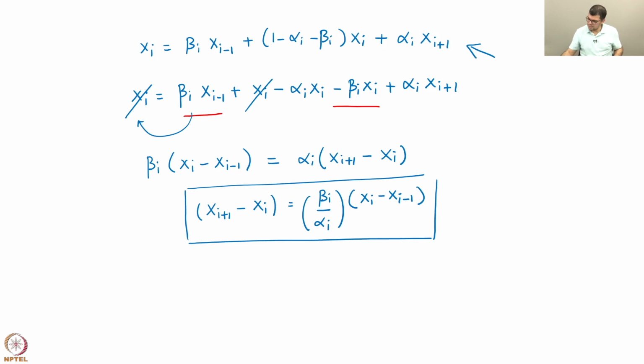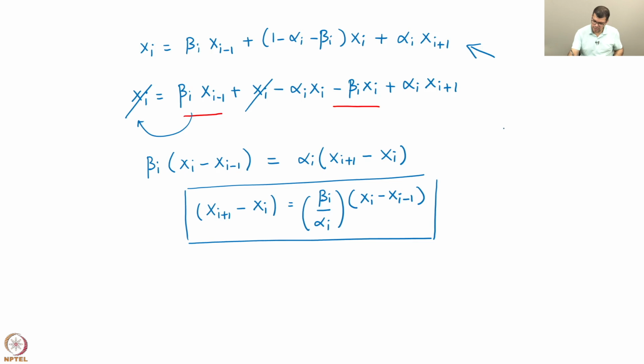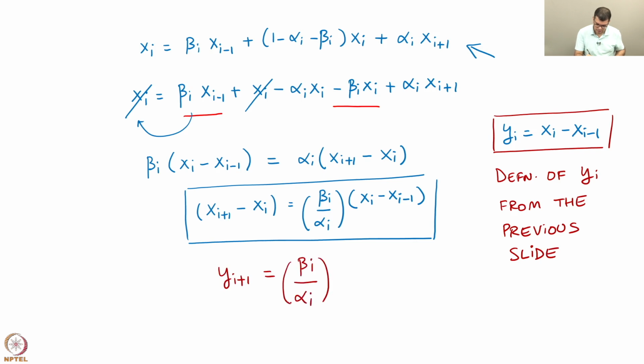But what we should realize here is, in the previous slide when we defined this variable yi, that was just xi minus xi minus 1. So, the definition of yi was just xi minus xi minus 1. This was how I defined yi, the definition from the previous slide. Which means I can write this as yi plus 1 is equal to beta i upon alpha i times yi. And now I get this.